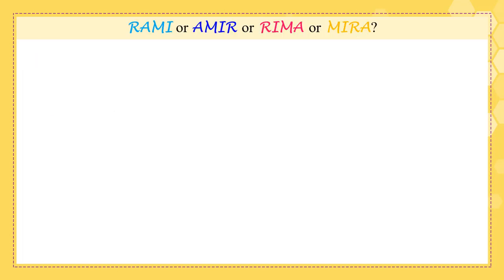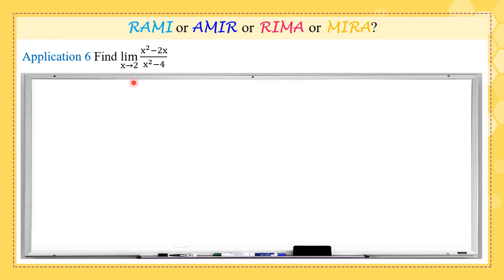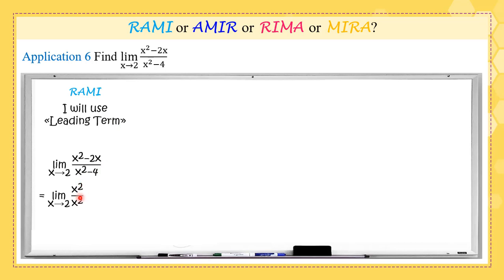Now let's go on to Rami, Amir, Rima, or Mira. Now we have the 4 students at the same time. Now the question is to find the limit of this function as x tends to 2. Rami, I will use the leading term method. So the limit of this quantity is the limit of x squared over x squared, which is 1.